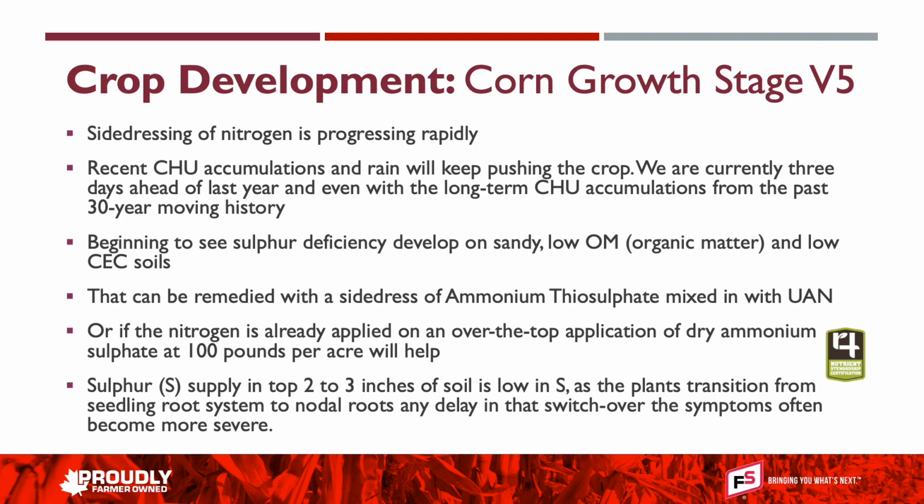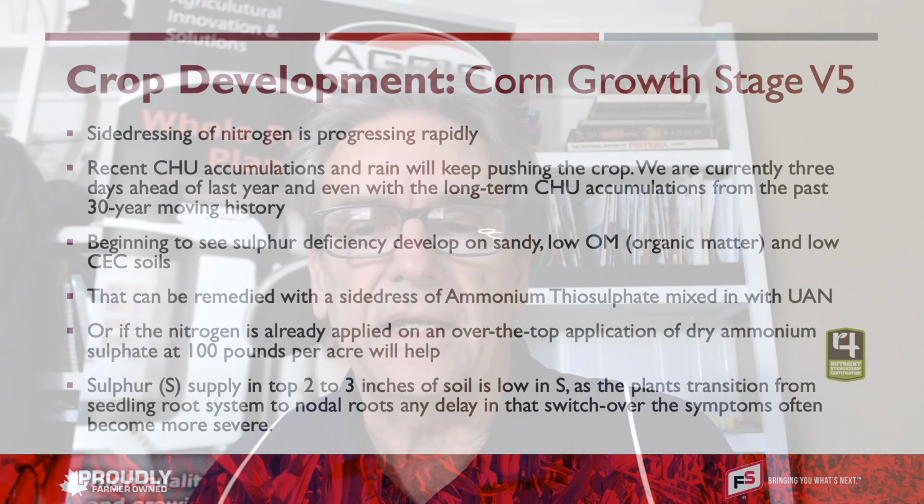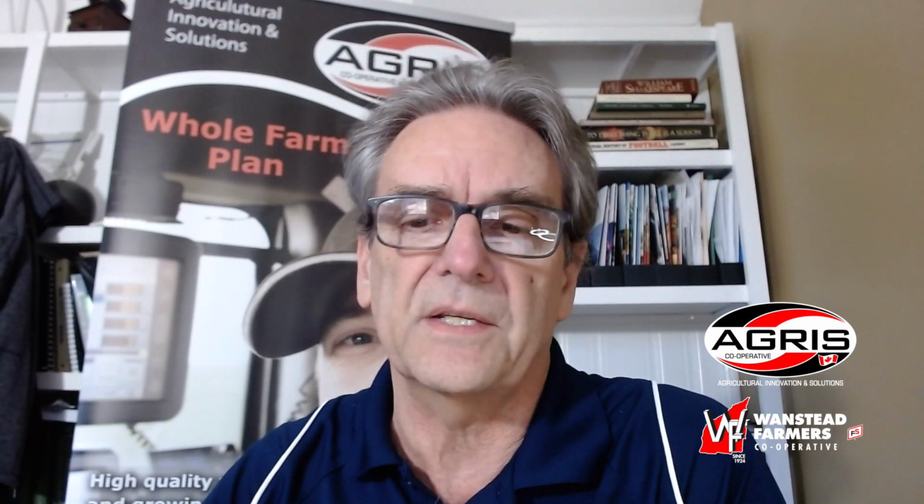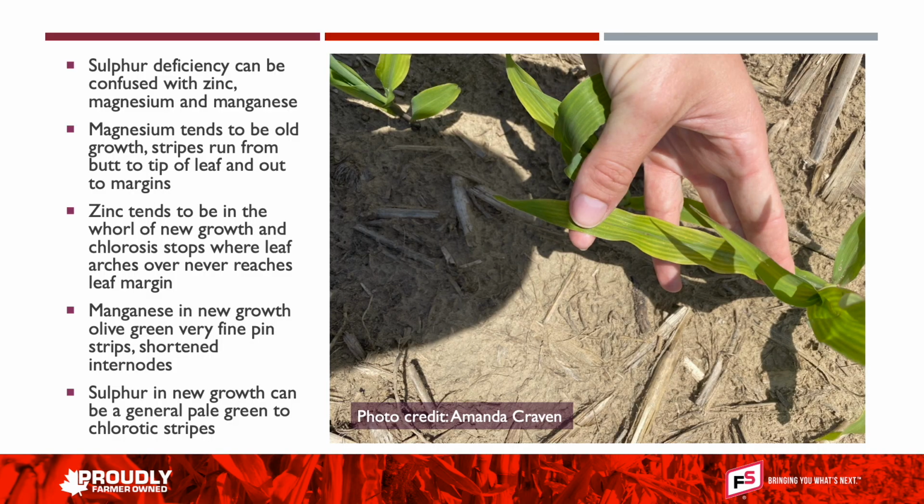One of the reasons for the sulfur issue right now is that sulfur supply in the top 2-3 inches is usually low as plants transition from the seedling root system to the nodal roots, and any delay in that development can certainly make the sulfur deficiency appear more severe. And once that root gets going again, or you put some supplemental sulfur on, we can see a recovery take place on that deficiency. Again, if you're not used to seeing a lot of sulfur deficiency, it can be confused with other things: zinc, magnesium, and manganese.